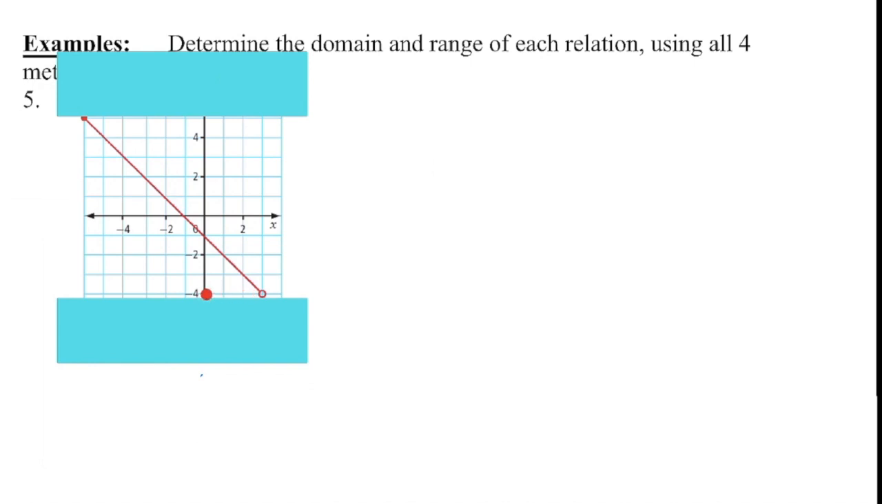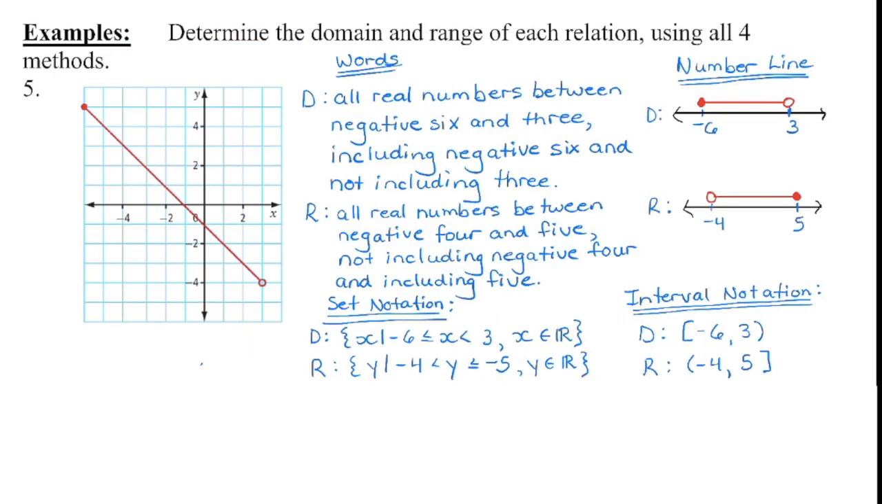We can see that -4 is going to be our lowest point, and then go up here, and we can see the graph ends there. Scoot over to the y-axis, and we can see that +5 on the y-axis will be our highest point. So to turn that statement into words, we're going to say the domain is all real numbers between -6 and 3, including -6 because of that closed dot, not including 3 because of that open dot.